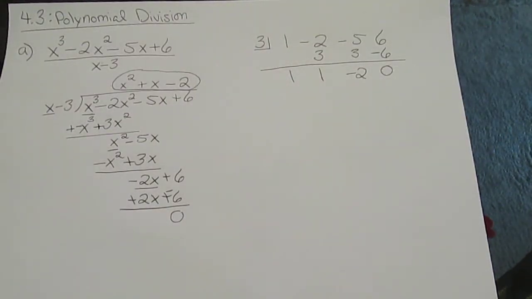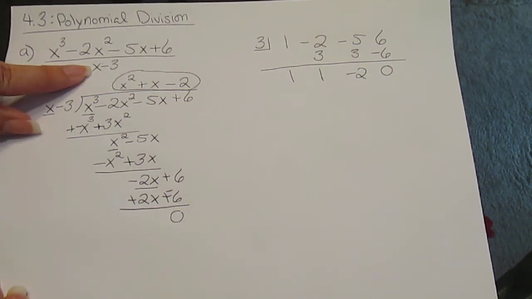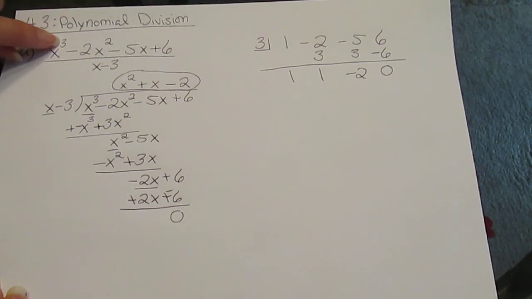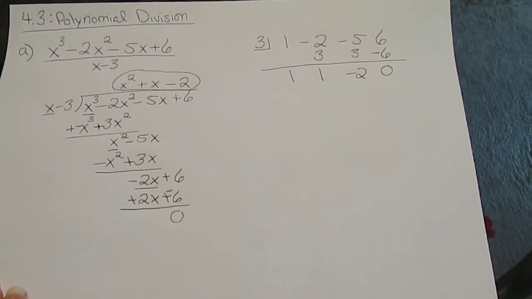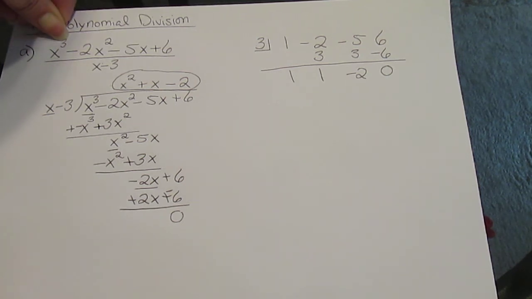Okay, and what you got here is the coefficients to your answer. Notice what you started off with here. You were taking an x cubed and dividing it by an x. That's going to reduce your exponent by 1. So you want to always start with 1 less degree than what your problem started with. So we had x cubed here, we're going to start with x squared.